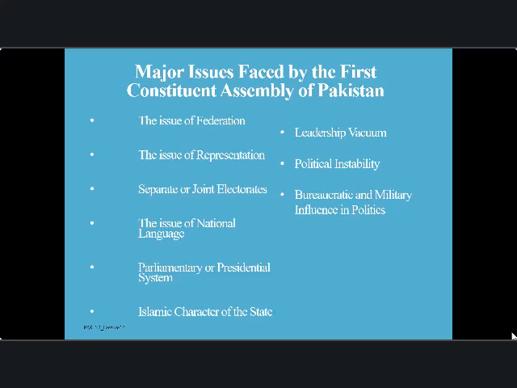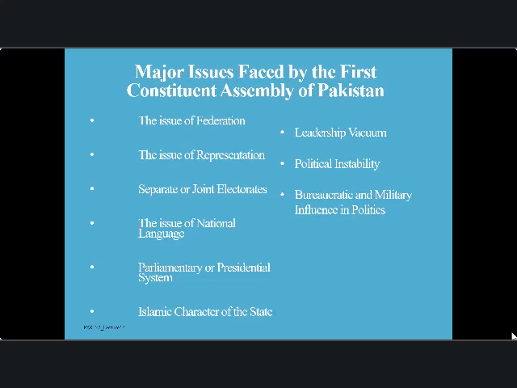And on the other hand, many provincial leaders, especially from East Bengal, Sindh and the northwest frontier provinces, demanded a federal structure that would provide substantial autonomy to the provinces. They feared that a strong central government might dominate provincial affairs and undermine regional interest.